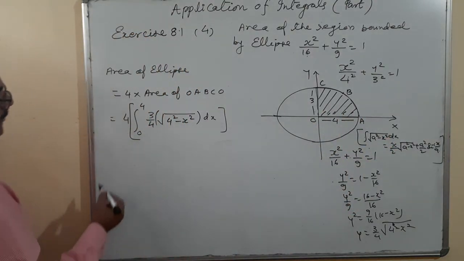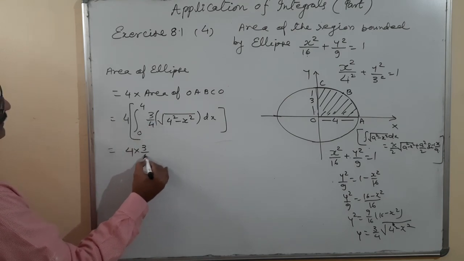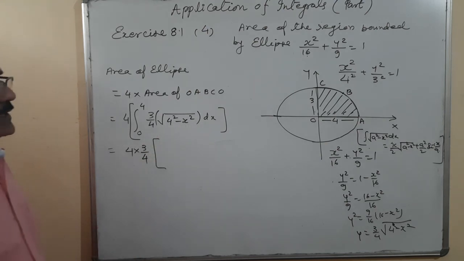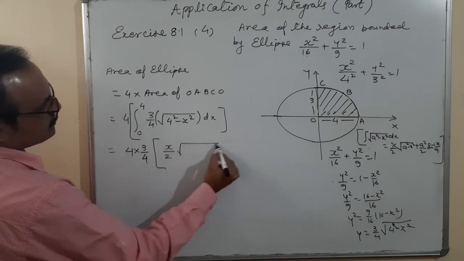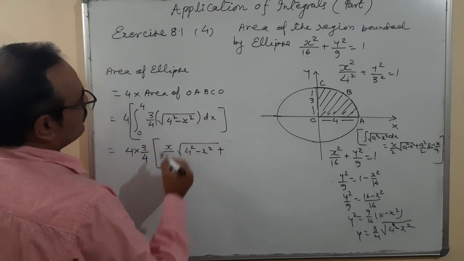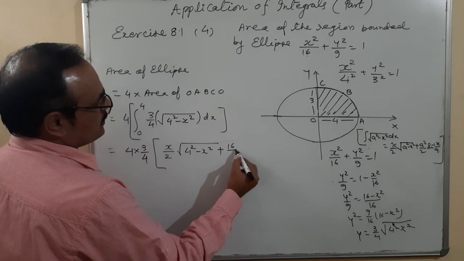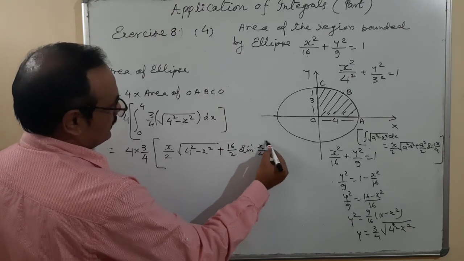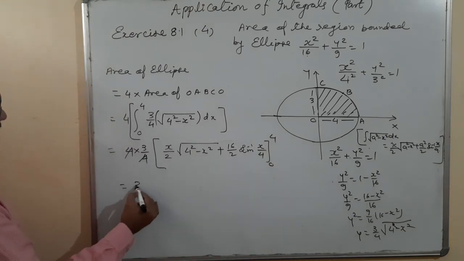So remember it. 3 upon 4 is a constant term, can be written outside. Direct formula under root a square minus x square: x upon 2 under root a square minus x square plus a square upon 2. A square, what is a? A is 4. So 16 upon 2 sine inverse x upon a. Limit 0 to 4. 4 cancel, it is 3.